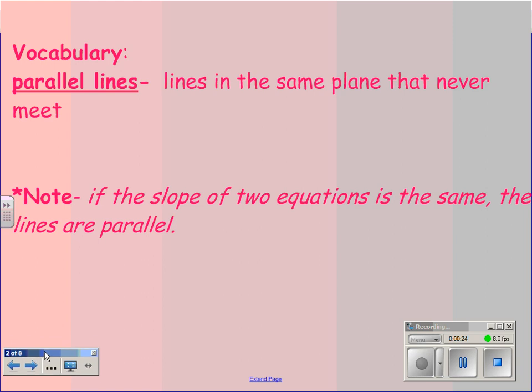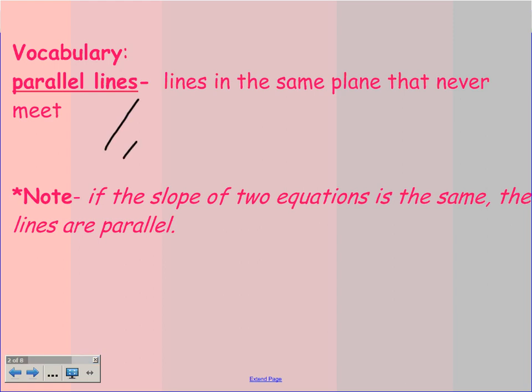Parallel lines. Parallel lines are lines that are in the same plane that never meet. So in other words, if we were talking about parallel lines, then they would go on and on forever and they would never touch.